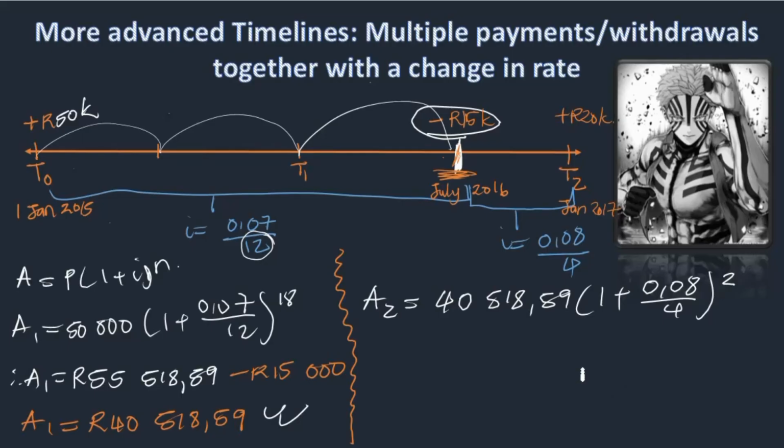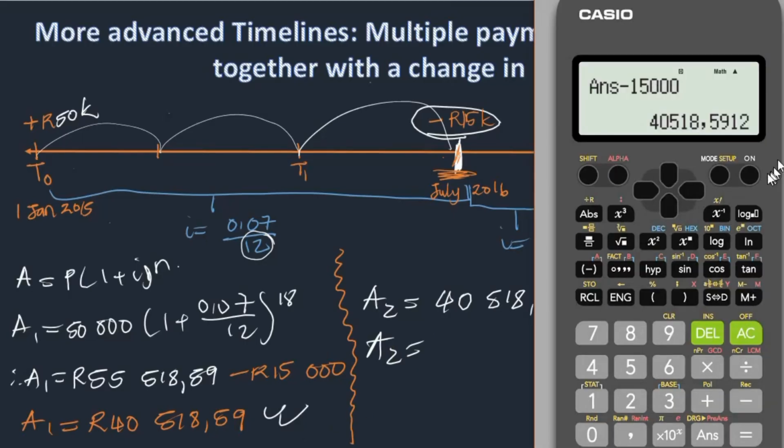Are we good? So my A2 is going to be equal to, I'll take this amount as an answer, 1 plus 0.08 over 4, raised to 2 quarters. That is 42,155.